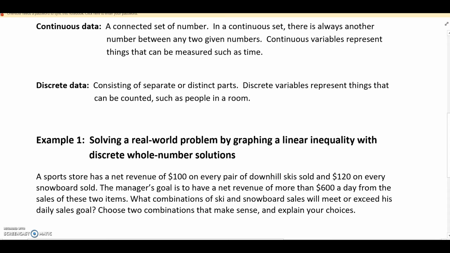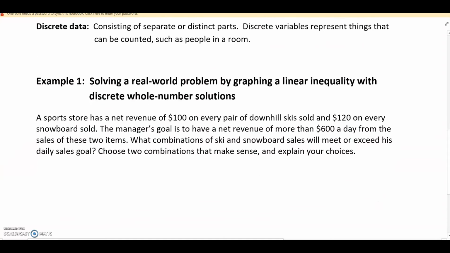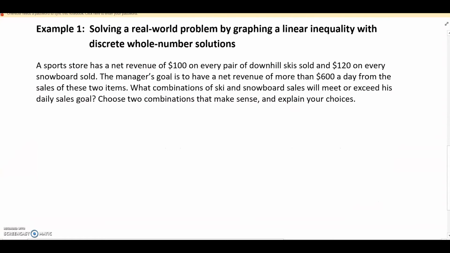Discrete data consists of separate or distinct parts. Discrete variables represent things that can be counted, such as people in a room. So you don't have portions of people, you have a whole number of people. Whenever you're counting objects, anything that you would count, such as your whole numbers, right? Anything that's counted in whole numbers would be considered discrete data. So let's see how this works in an example.